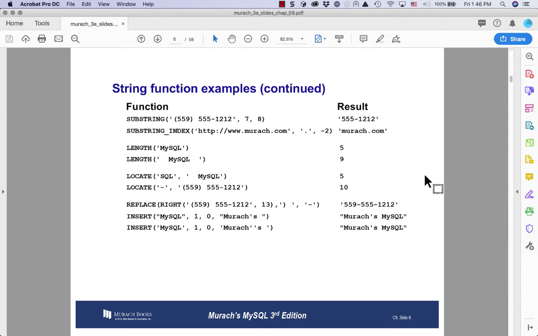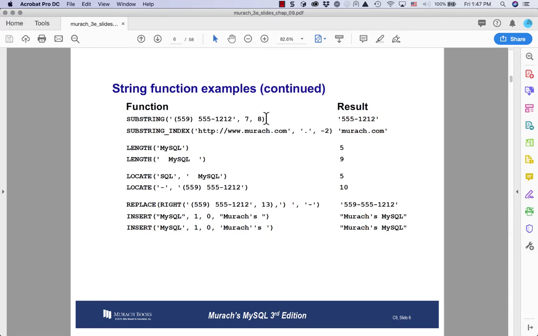Okay, some more examples. So the substring is a way to extract a substring that's more general. The first argument is either the string or the name of the column containing a string. 7, which is the second argument here, is where the string begins, and 8 is how many characters you want.